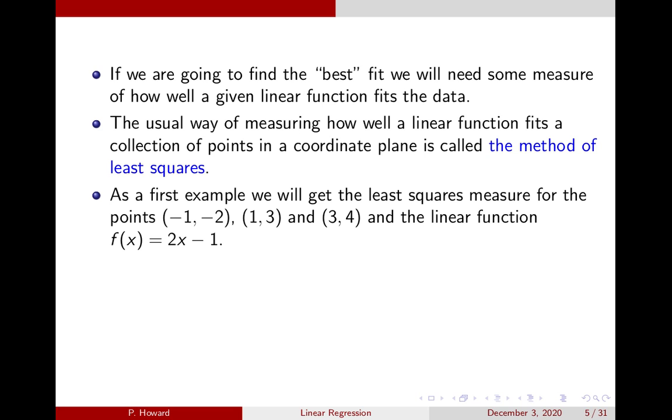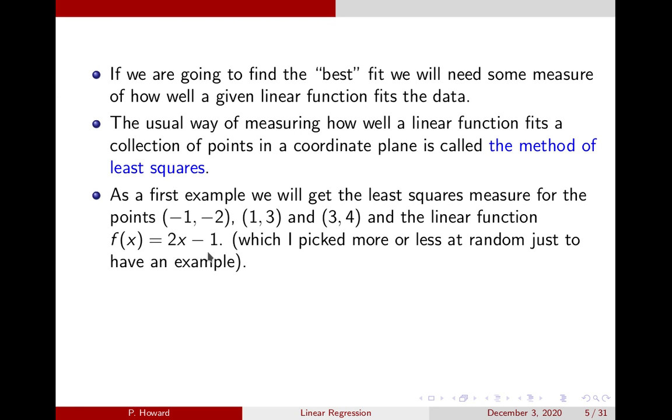So as a first example, let's take the 3 points that we were looking at earlier, (-1, -2), (1, 3), and (3, 4). And here is a linear function, which I picked more or less at random, just to have an example. And what I am about to do is calculate the least squares number that gives us a measure of how well this function fits these 3 points.